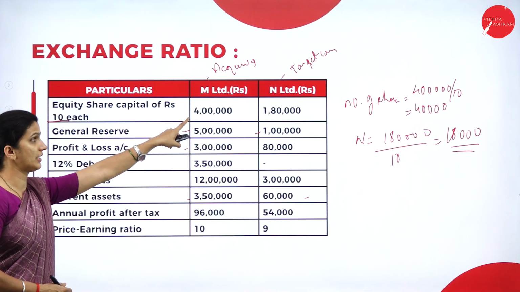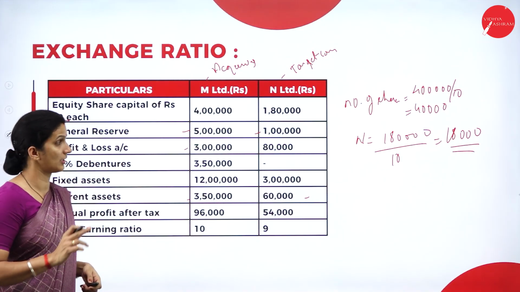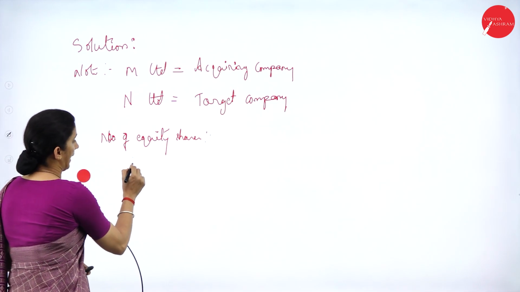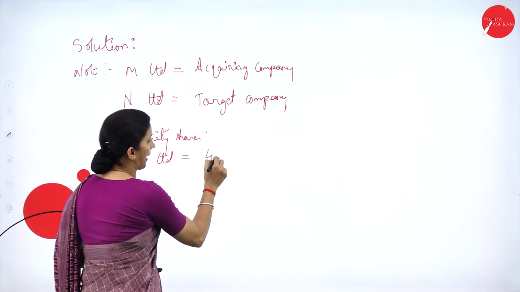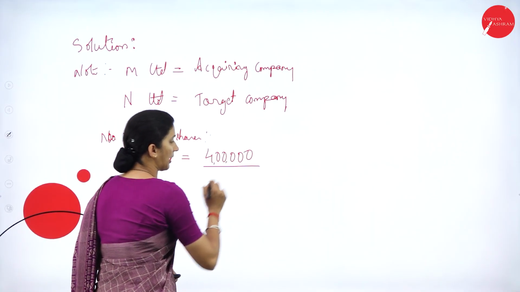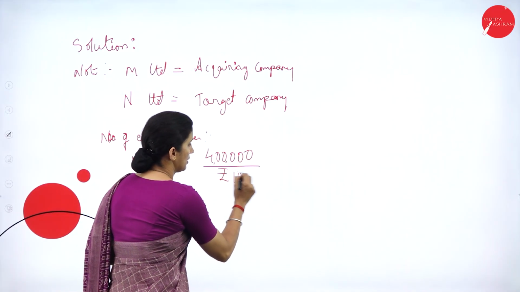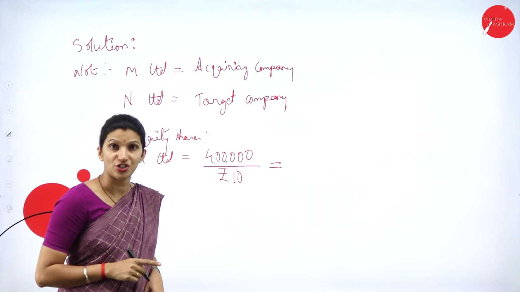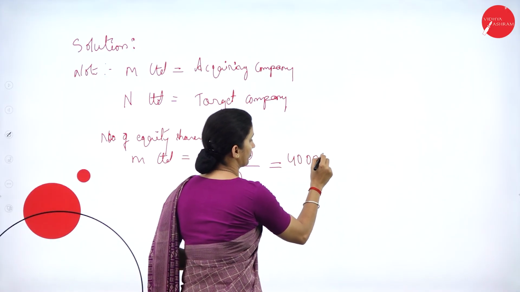So M Limited total capital is 4 lakh and the face value is 10. So M Limited total capital is 4 lakh divided by the face value of each share, which is rupees 10. So the number of equity shares of M Limited becomes 40,000.